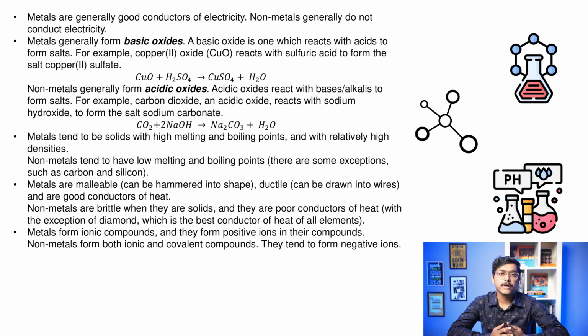Metals form ionic compounds and usually form positive ions in their compounds. Nonmetals form both ionic and covalent compounds, and they tend to form negative ions in the compounds.